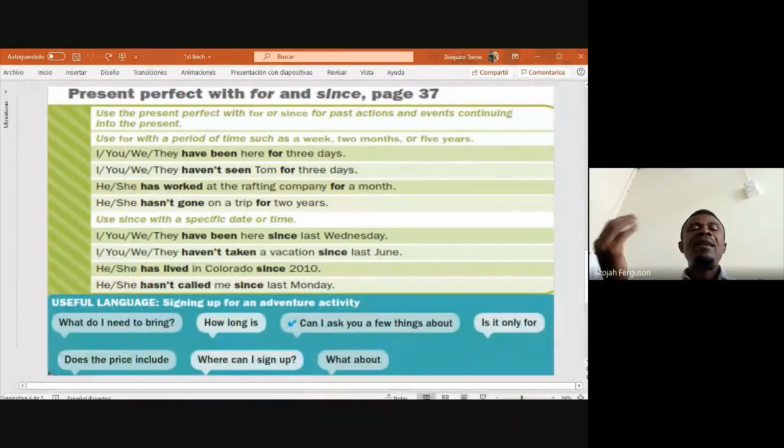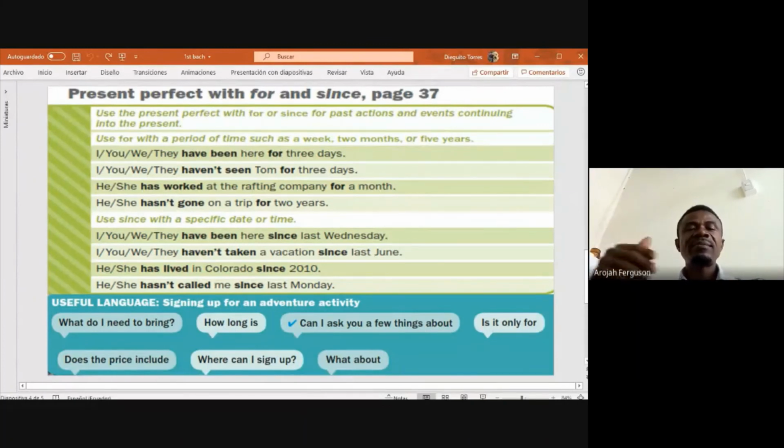Then normally you have to pay some money. So they'll ask, does the price include? If you pay, let's say $100 or $20, does it include feeding, accommodation, transportation? So you can ask, does the price include feeding? Does the price include accommodation? Or does the price include the trip to the desert?